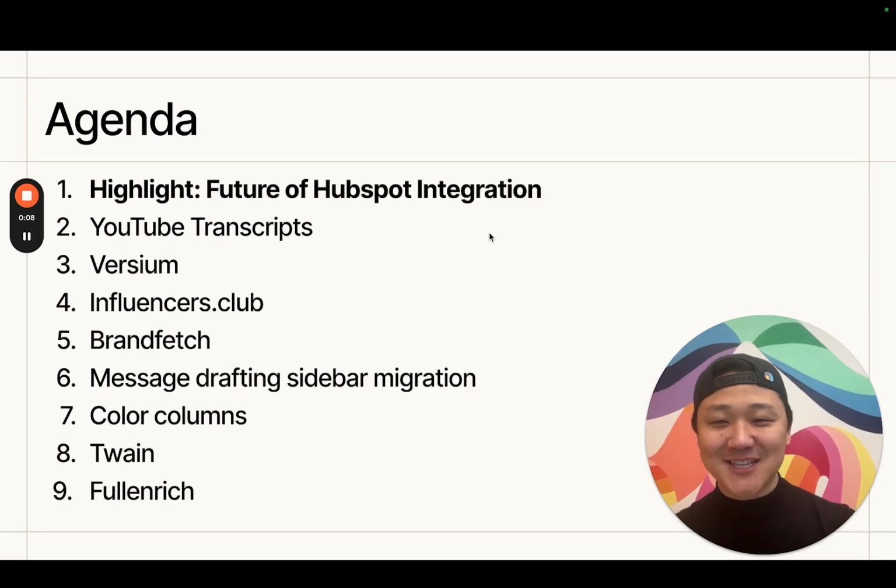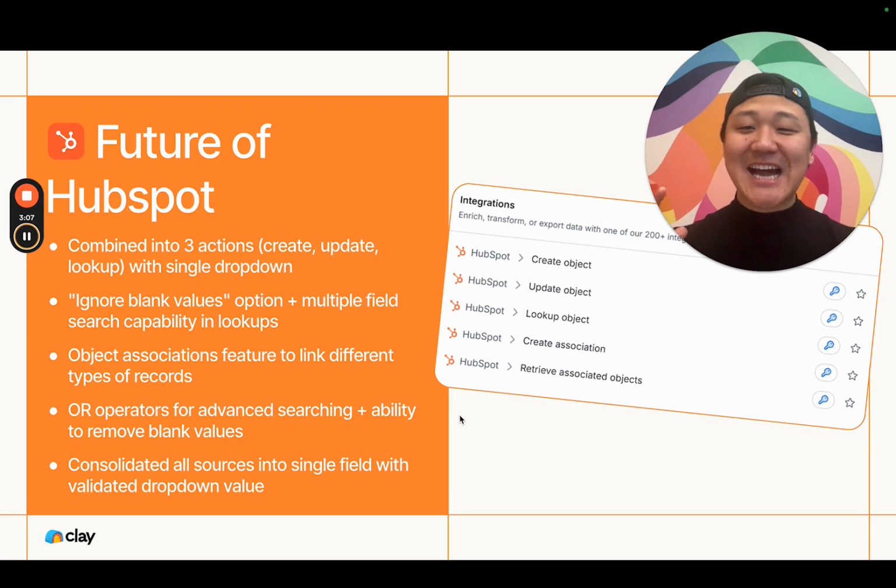Let's dive right in. Today's highlight is the HubSpot integration, what we're doing for it in the future. We have YouTube transcripts, 3 very good growth marketing integrations: Versium, Influencer.club, and Brandfetch. We have moved our message drafting into the sidebar in preparation for lots of awesome things to come, color columns, Twain, and Fullenrich. Today's highlight is the future of HubSpot on Clay.